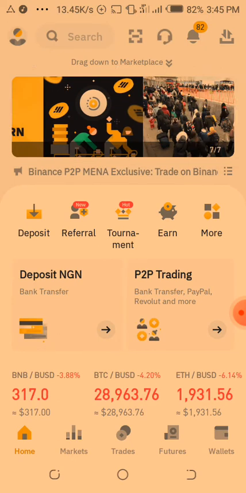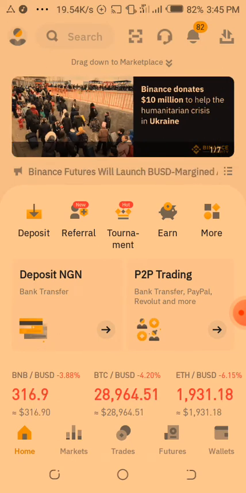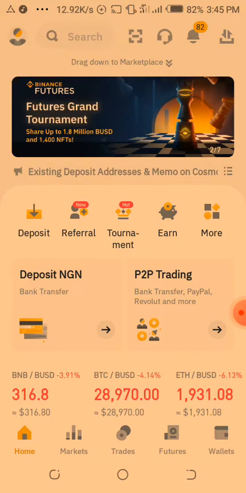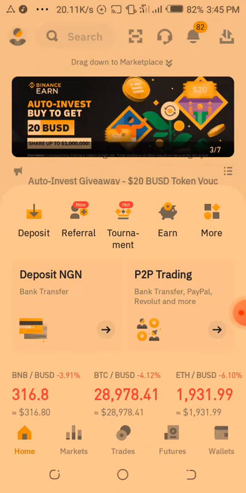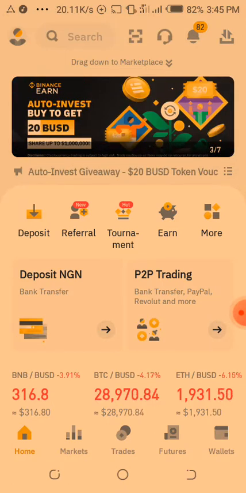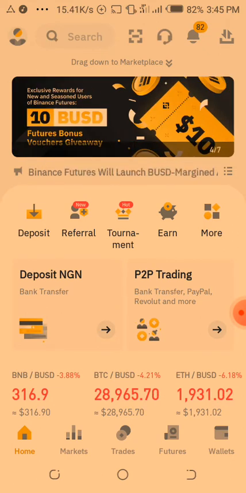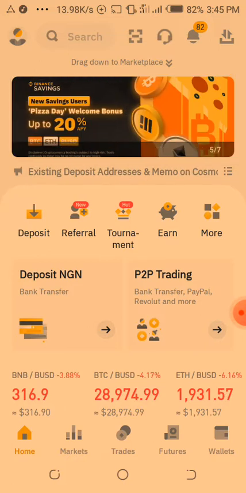Today, we shall be talking about Binance futures trading for beginners. That's an introduction into the Binance trading platform, the futures aspect of it in particular. So, I want you to pay the best of your attention when we go into this proper.